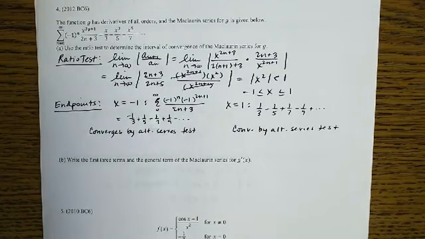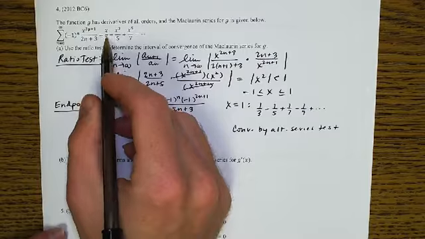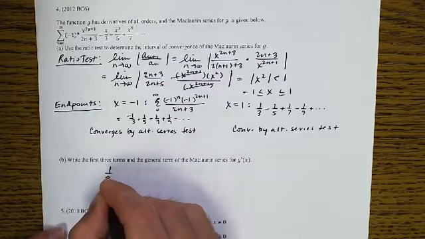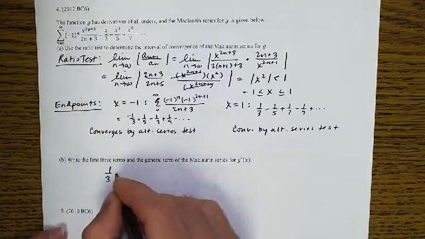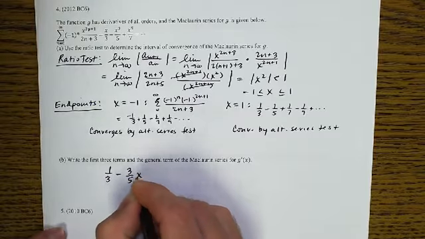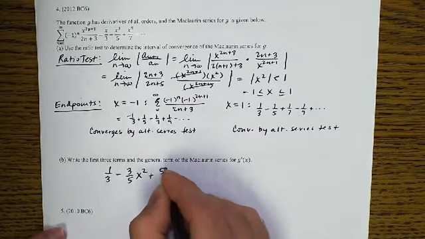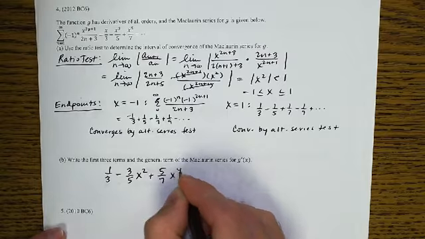Write the first 3 terms in the general term of the Maclaurin series for g prime of x. Oh, I would love to do that. Okay, so the first 3 non-zero terms is going to be x over 3 is 1/3 minus 3/5 of x squared plus 5/7 of x to the 4.